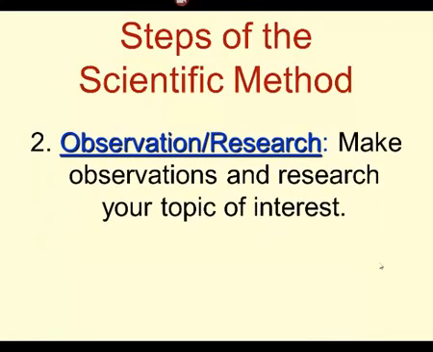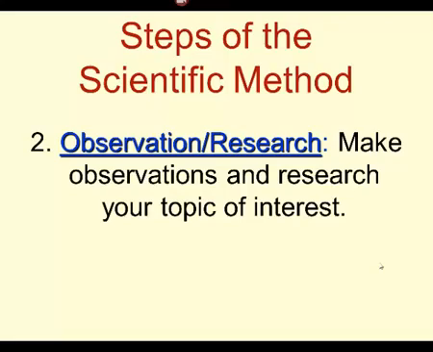Step 2, observation and research. We're going to make some observations, and possibly do a little background research over the topic that we're planning on experimenting on. That background research can include using web information. It can include going to professional journals. It can include even just observations that you observe in nature.